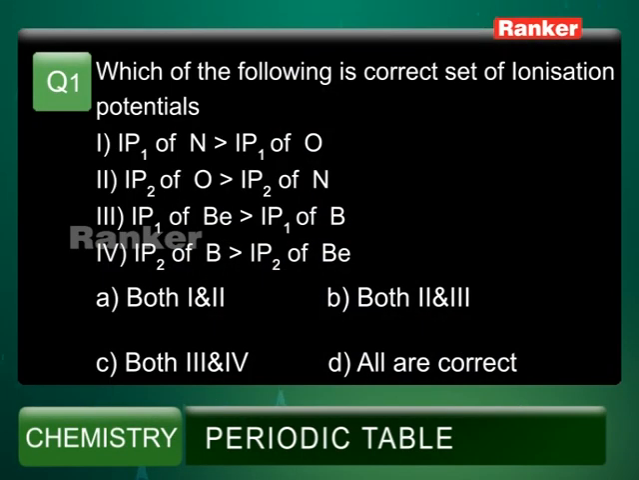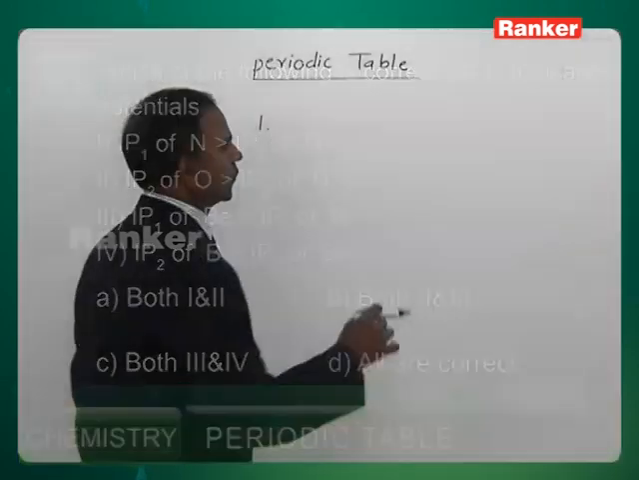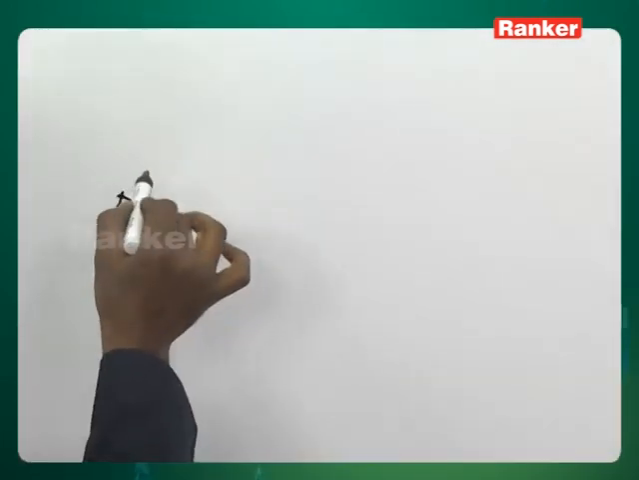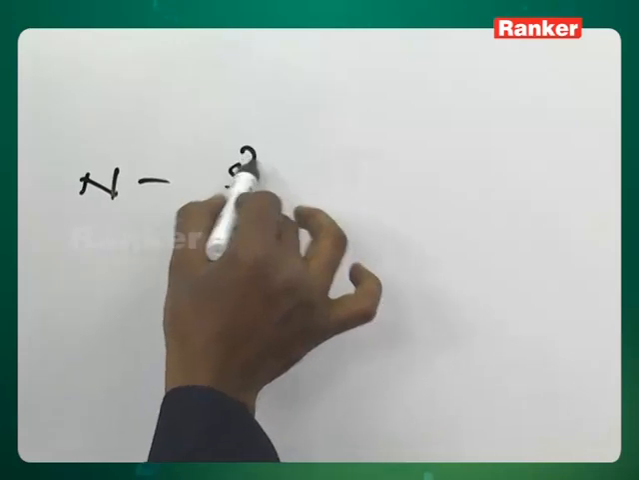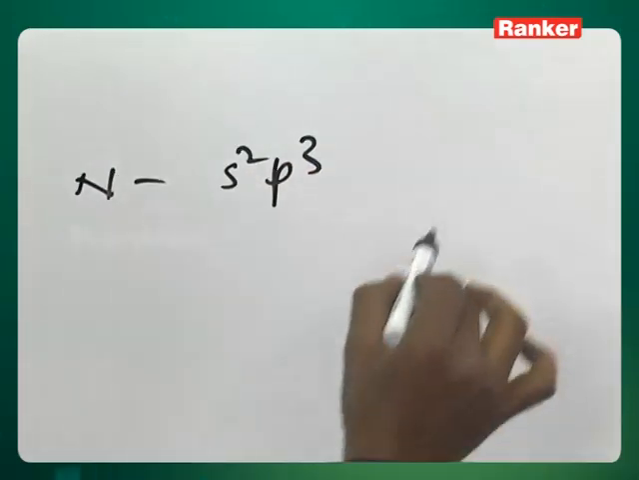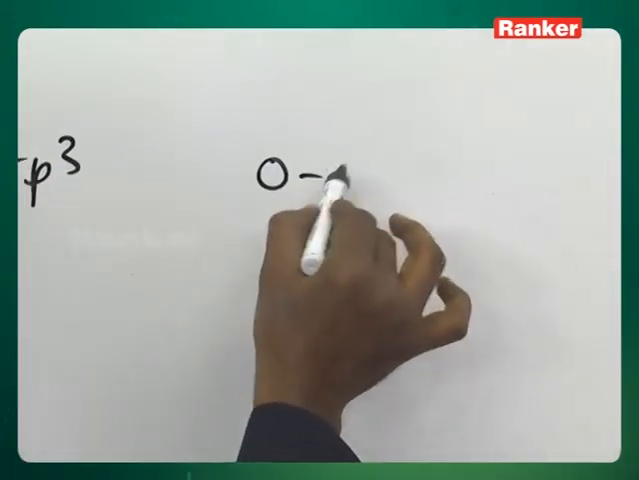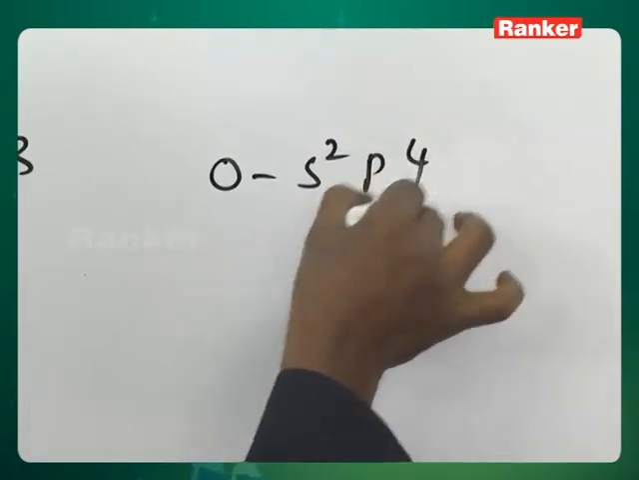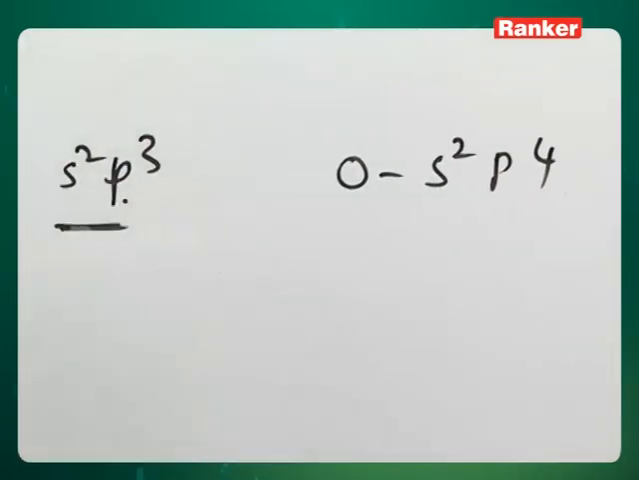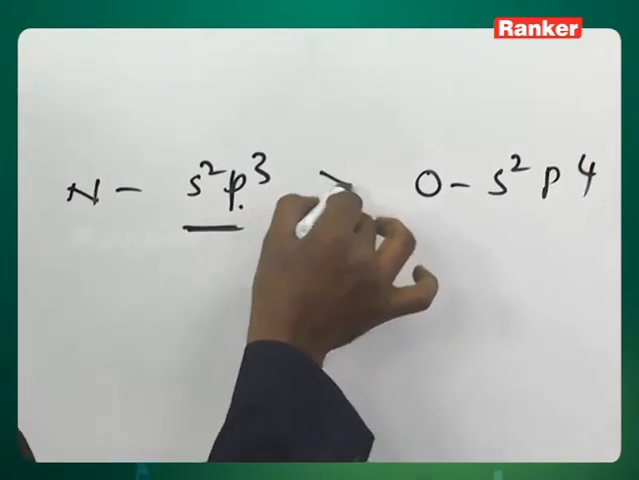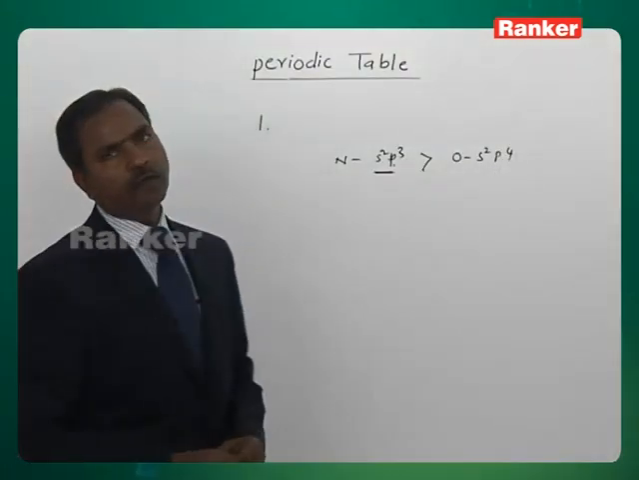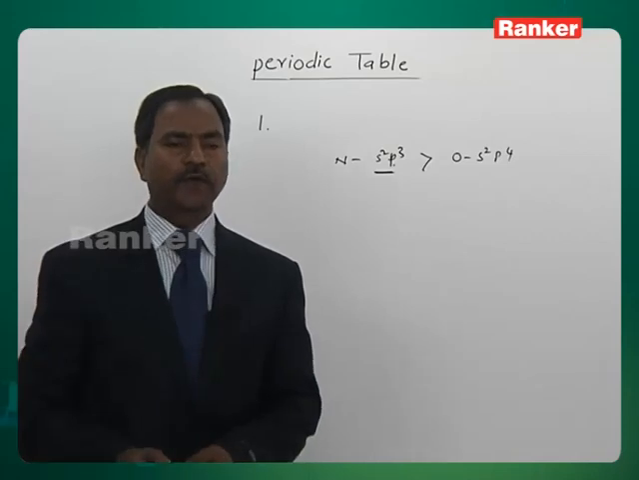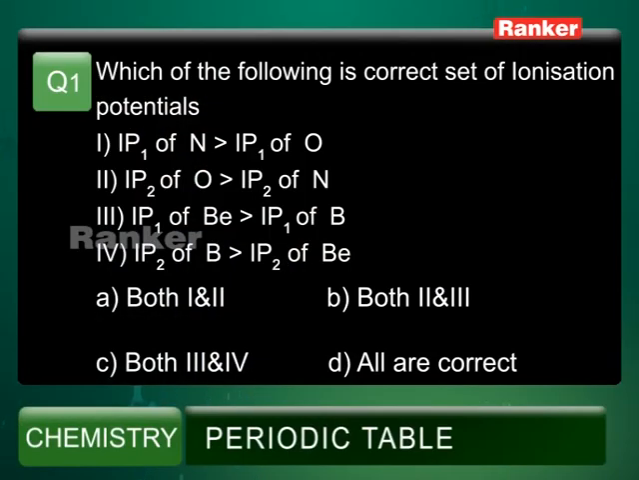Option 1 is given as IP1 of nitrogen is more than IP1 of oxygen. Suppose we talk about nitrogen, the electronic configuration comes to be s2p3. Oxygen's electronic configuration is s2p4. It is having stable configuration with p3, therefore IP1 of nitrogen is more than IP1 of oxygen. We agree with that. Coming to the second, IP2 of oxygen is more than IP2 of nitrogen.